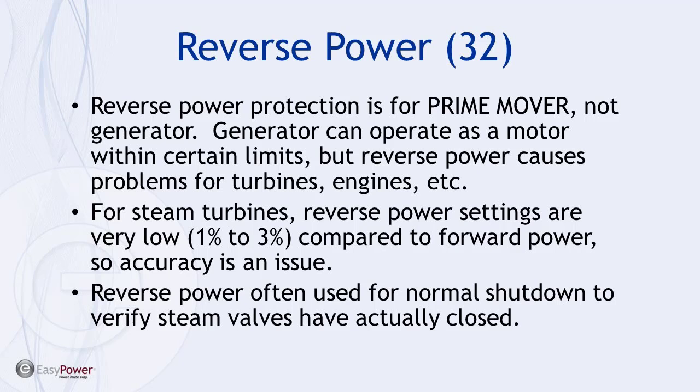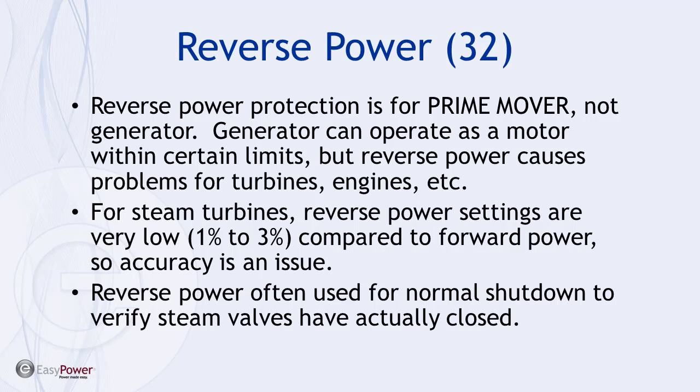For steam turbines, when I have low power, I can get overheating in the low pressure sections of the turbine, because the turbine depends on steam flow to cool that low section as steam goes into the condenser. So these reverse power settings are very low compared to the actual normal rating of the generator, so 1% to 3%.